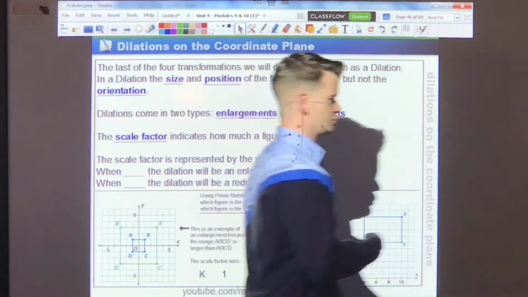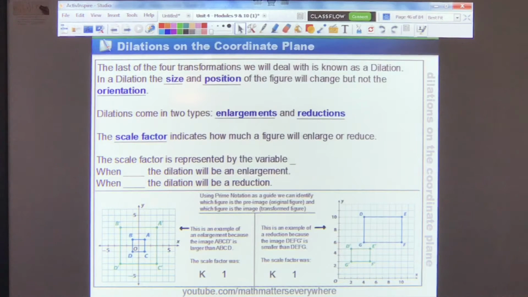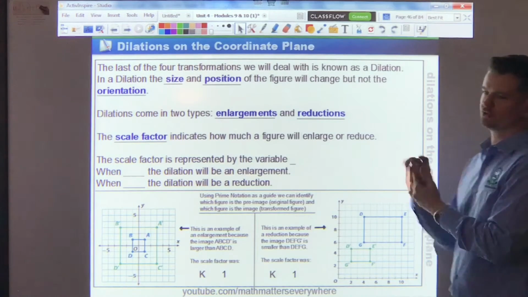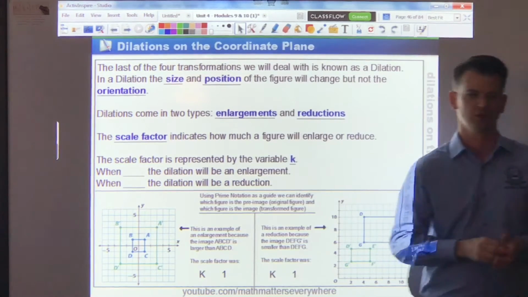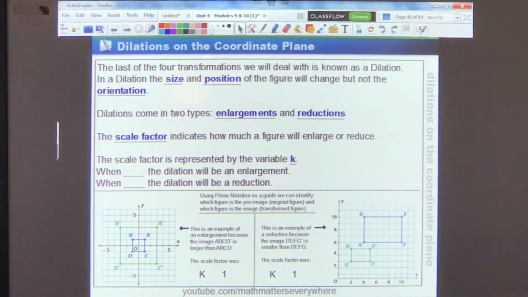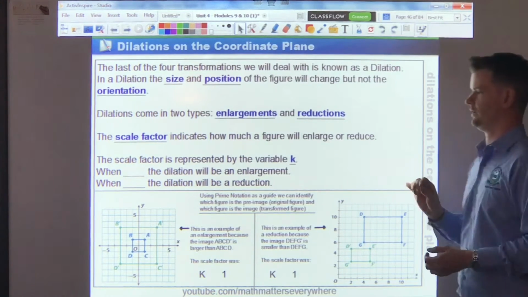Technically speaking, this is Module 10. That's what we've entered into. That's why there are so many new vocabulary words here, such as scale factor, enlargement, reduction. The scale factor is always going to be represented by the same variable, the letter K. Whenever you see K, and we're talking about rotations, transformations, reflections, dilations, whatever, K represents the scale factor.